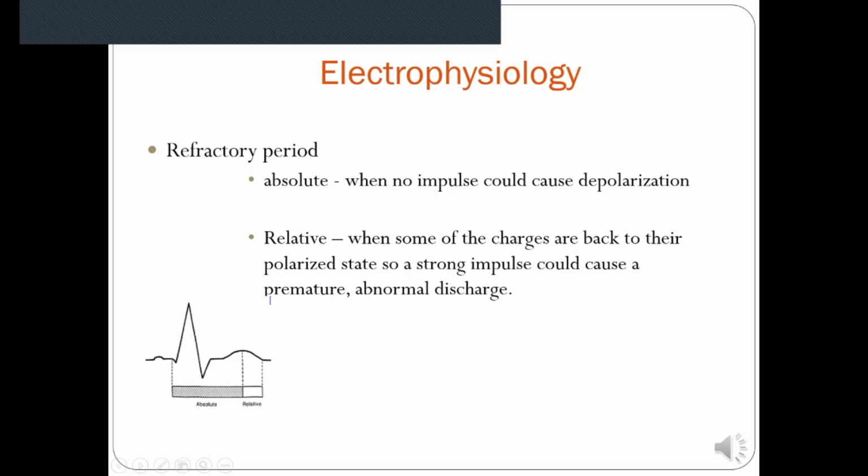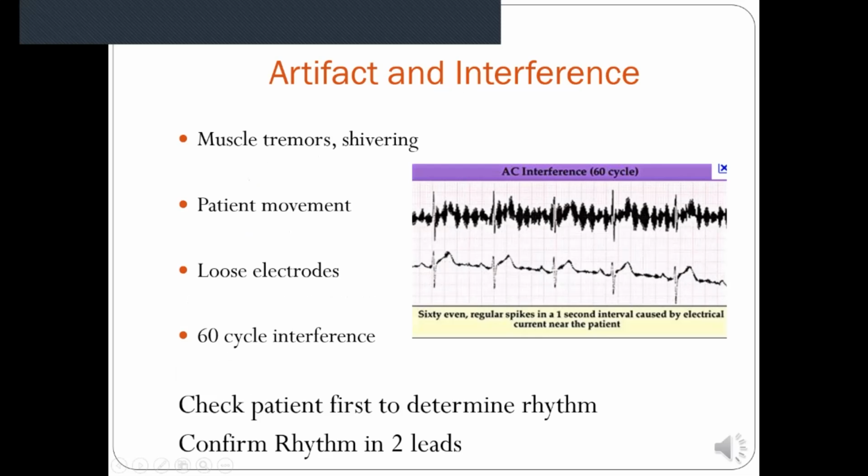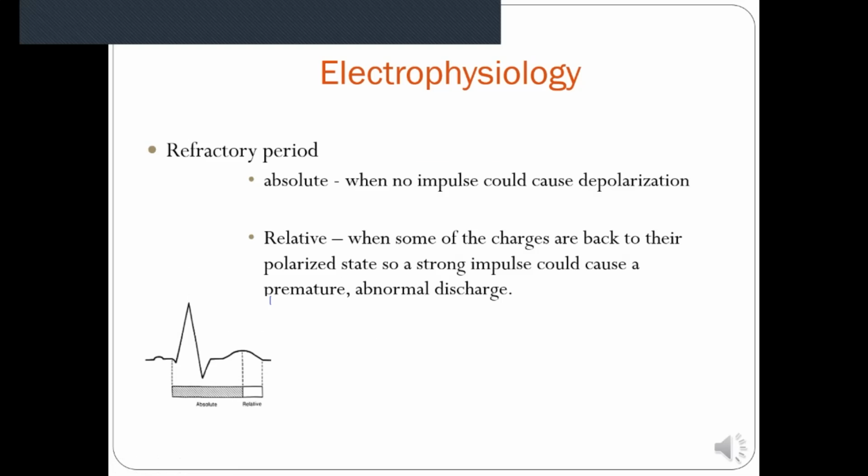So the refractory period, it's absolute with no impulse could cause depolarization, and relative with some of the charges are back to their polarized state. So a strong impulse could cause a premature abnormal discharge. And so a lot of times you may hear that called a PVC or a PAC. There's different names for those. Okay.